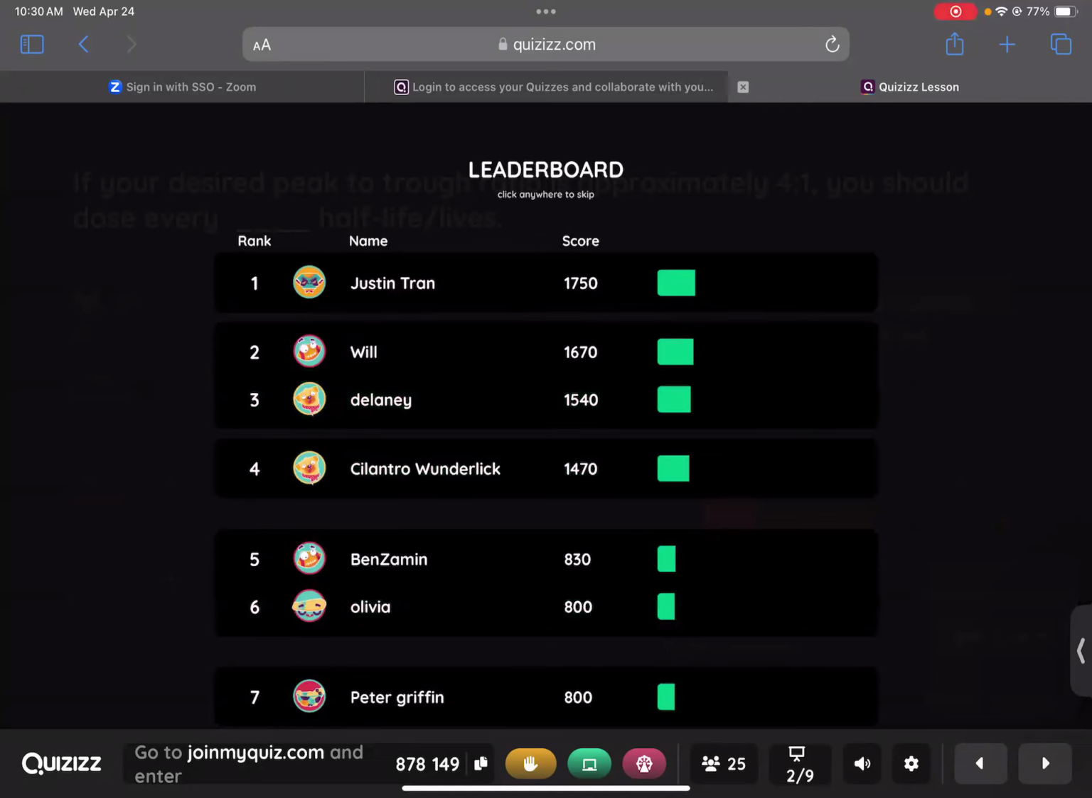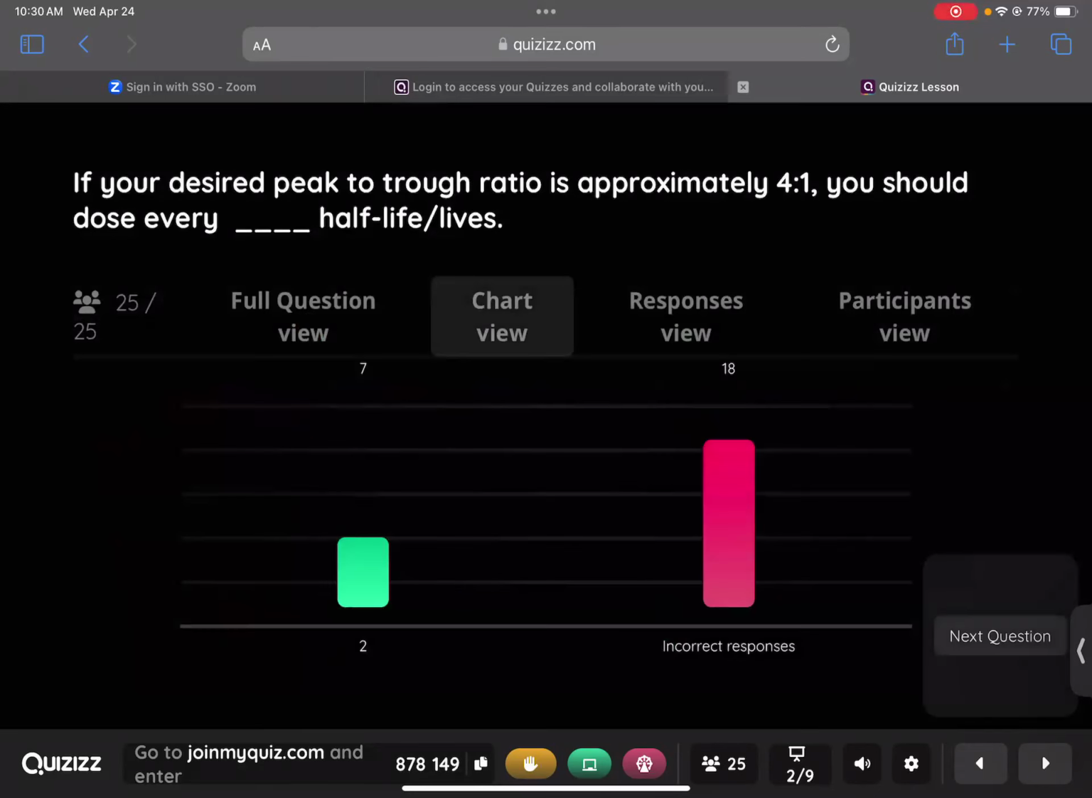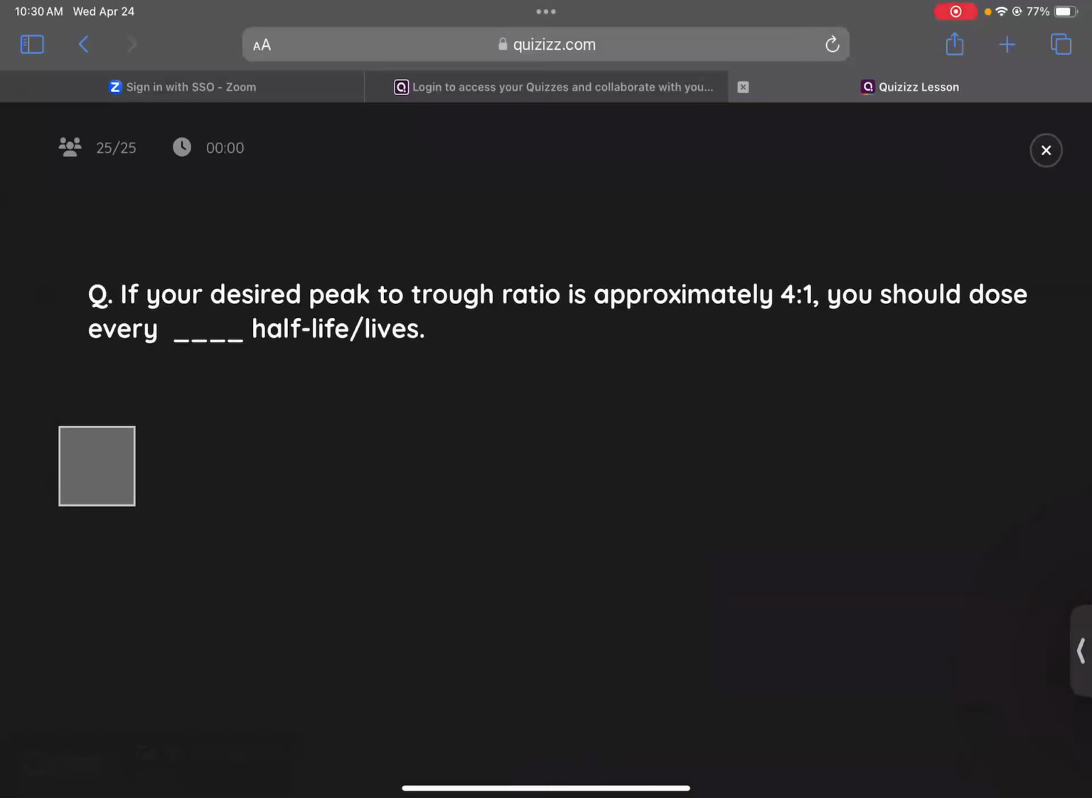Justin maintains his lead and Will is right on his heels. All right, how did we get this wrong? Okay. Is it keyed wrong? Okay. What did you guys say? 2, that should be right. Did you get it right? Okay, so it is keyed, right?